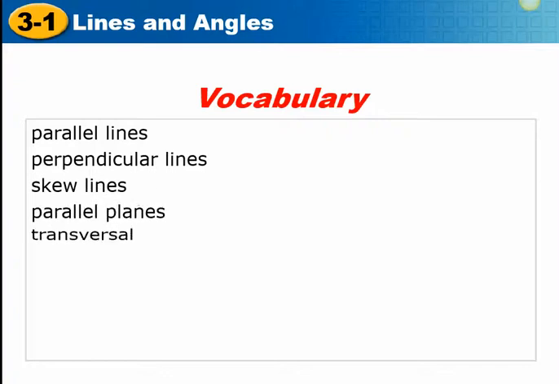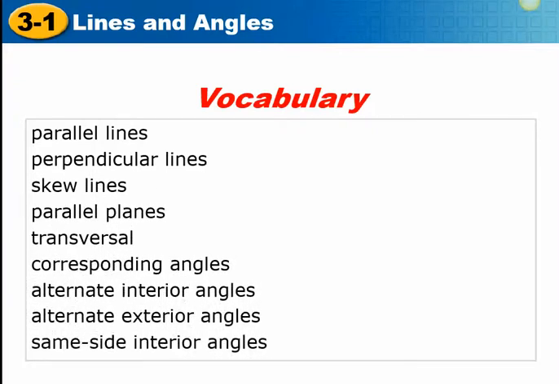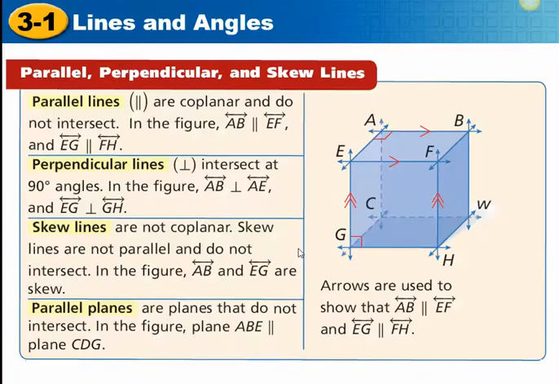Lots of vocabulary, but as you'll see, these last ones, corresponding, alternate interior, they all have to do with two lines being cut by a transversal. And you'll get to know these really well. All right, here's our first vocabulary.